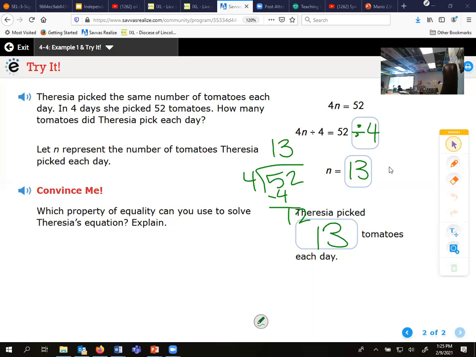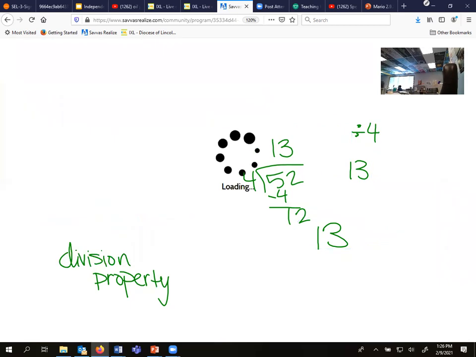Which property of equality did we use to solve Teresia's equation? Axon? Division property. Why? Well, we needed to do the inverse of multiplying. The inverse of multiplying is dividing. Any questions so far? Similar concept to yesterday, just with different kinds of math.